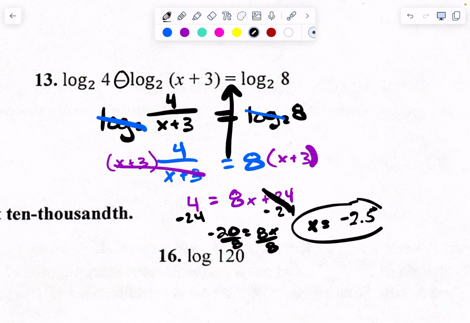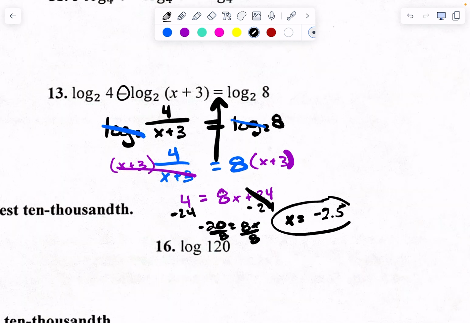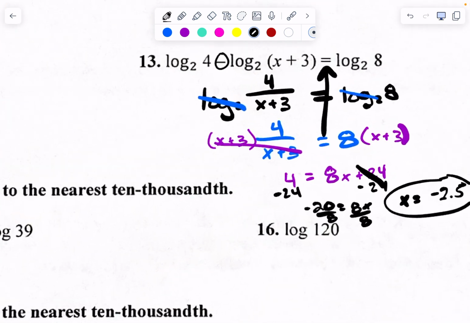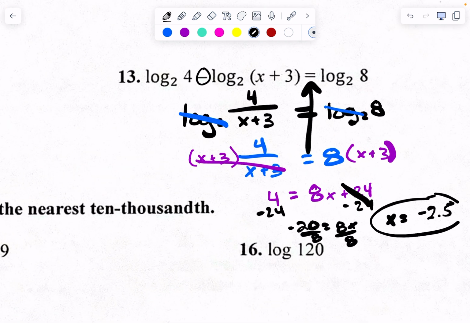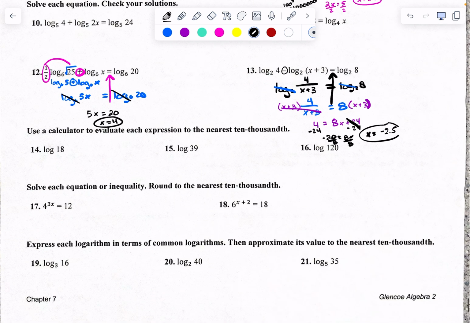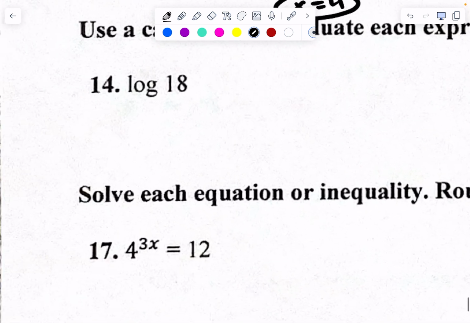Whoa, wait. That was 13? That was 13. Uh-oh. I did not get it. Then you did not do it right. Oh, the 4 goes over top. You put the 4 on the bottom. Yeah, that's why. Oh yeah, because you divide this way. So I probably did this one wrong too. All right, you should be able to do this.